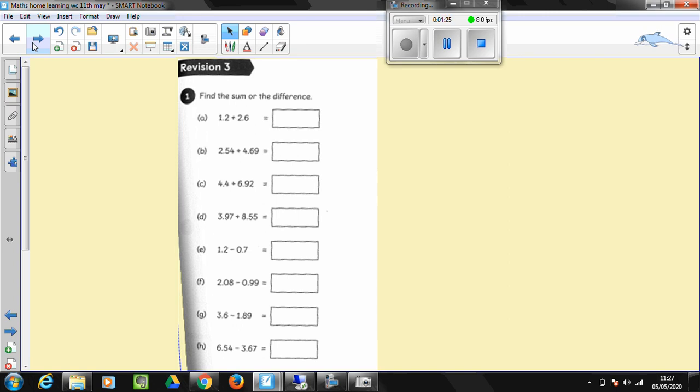Use the most efficient method. That might be a column addition or subtraction, or it might be a mental strategy. Pause the video now and have a go at solving them.